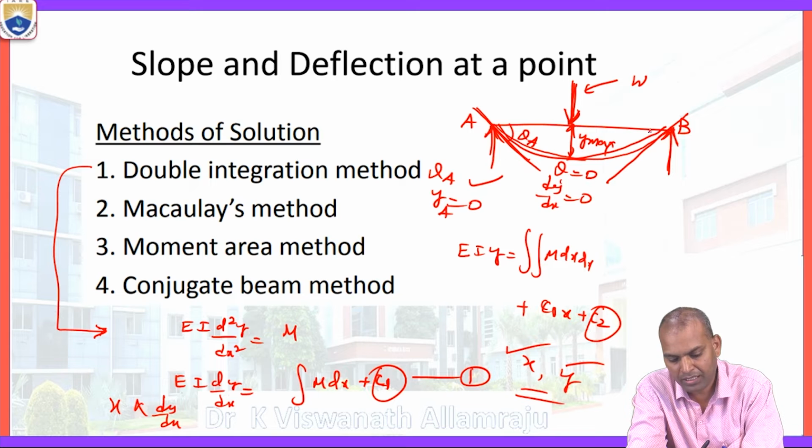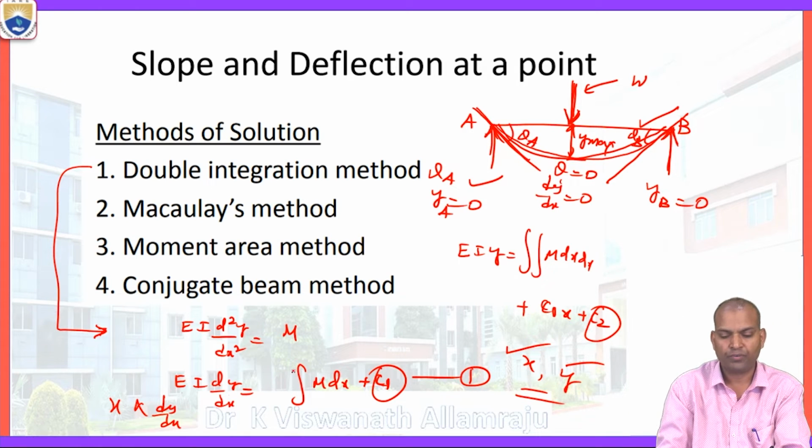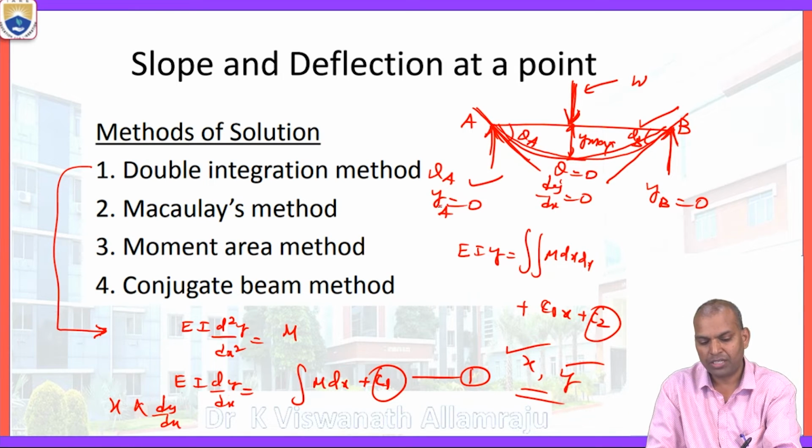At support B, theta B, the slope, will be maximum. But what is the deflection at B? It is a fixed support. Deflection is 0. So these two equations, that means at x equal to 0, consider a section at a distance x from here.